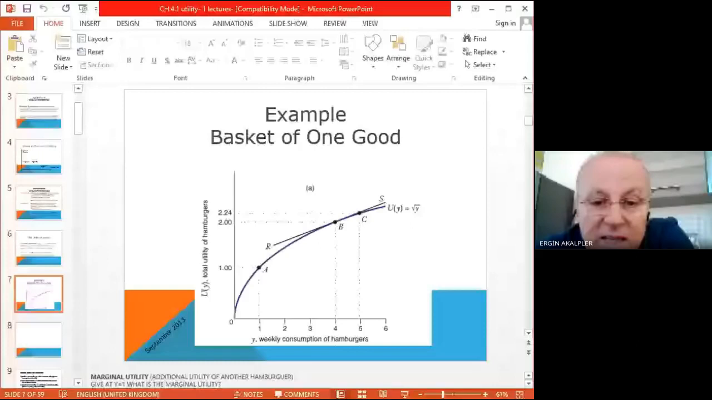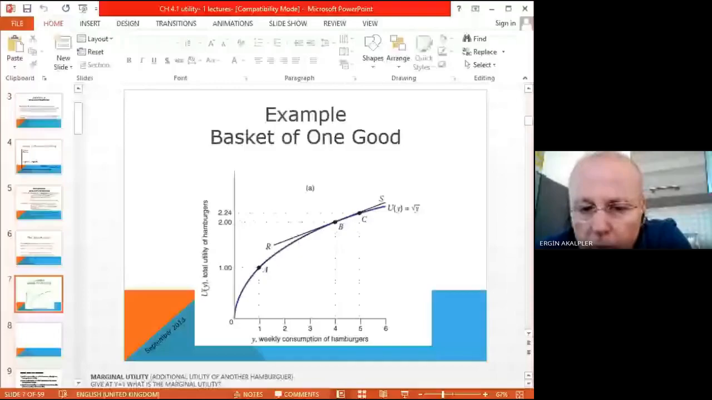Okay. And as I said to you, the utility function here is the root square of y, because we have only one unit of product.